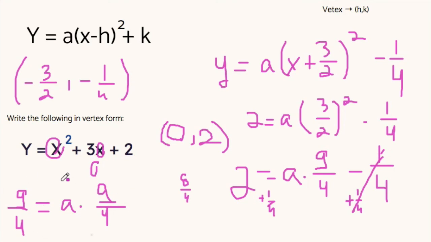In order to finish this off, because these are being multiplied, you divide both sides by 9 over 4. 9 over 4 divided by 9 over 4 is just going to give us 1. And on this side, the 9 over 4's cancel out, leaving us with a. So a is equal to 1.